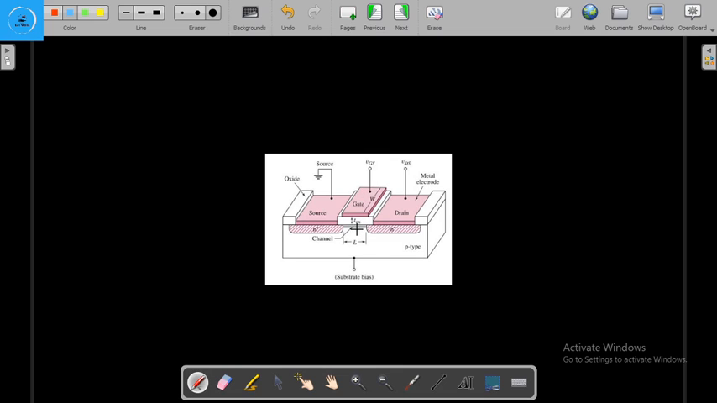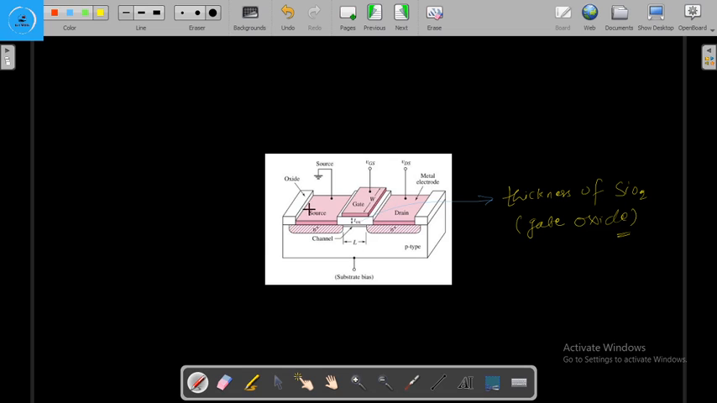And this TOX is the thickness of the silicon dioxide, SiO2, or we can also say this is the gate oxide, right? Gate oxide. So here the length of the channel is L and the width of the channel is W.